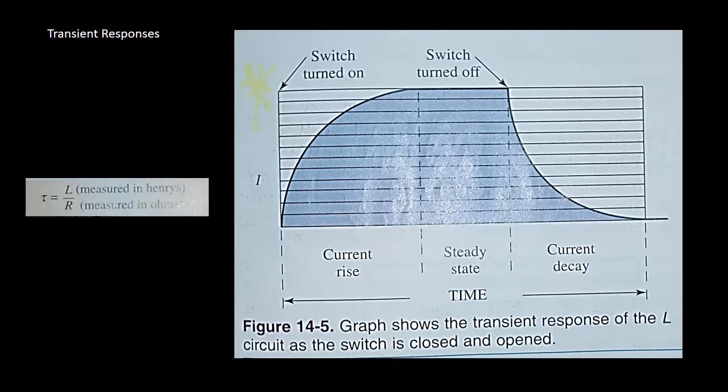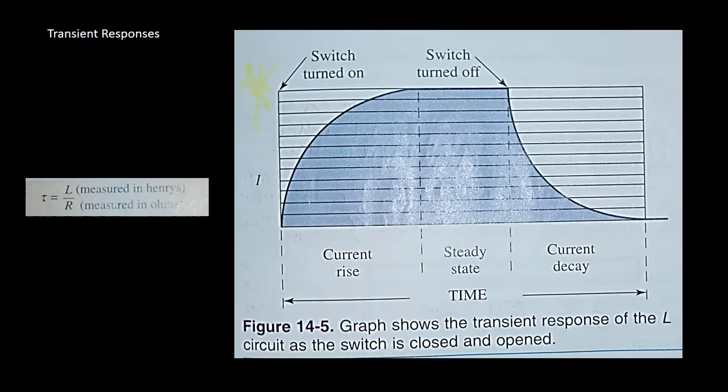It is important to understand that the opposition to the rise and decay of current occurs only when there is a change in applied voltage. When there is no change, the current remains at its steady state value. This steady state value depends only on the resistance of the coil.